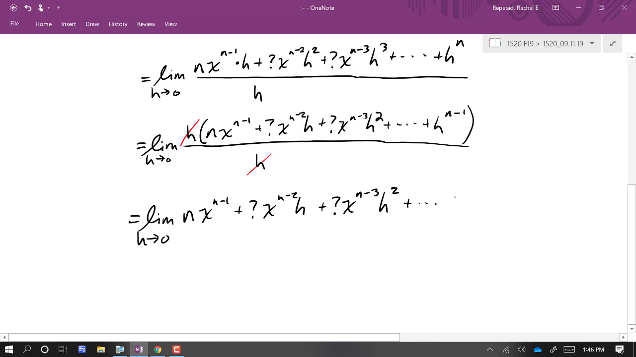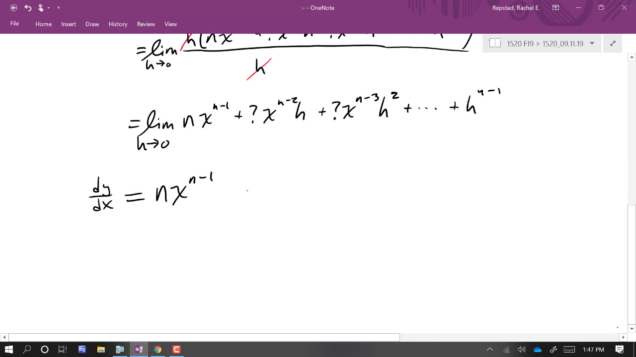What do we get if we let h approach 0 now? So what we've just deduced right now is that the derivative with respect to x of x to the n is equal to n times x to the n minus 1.